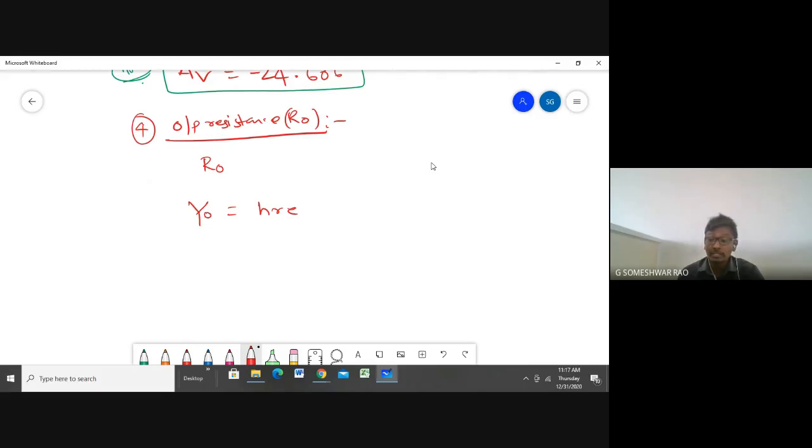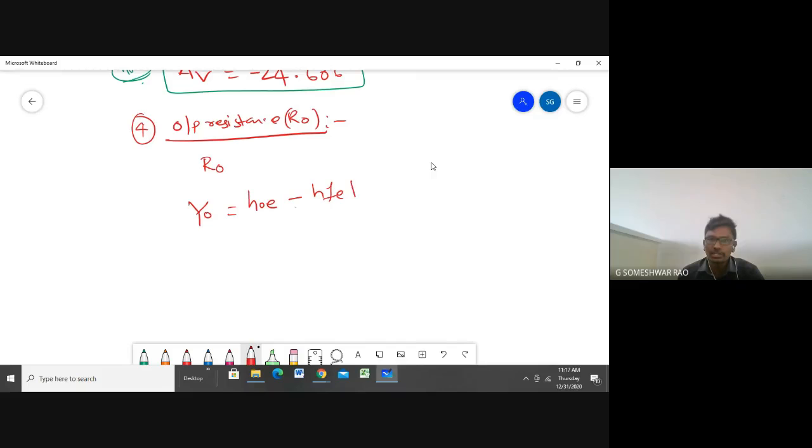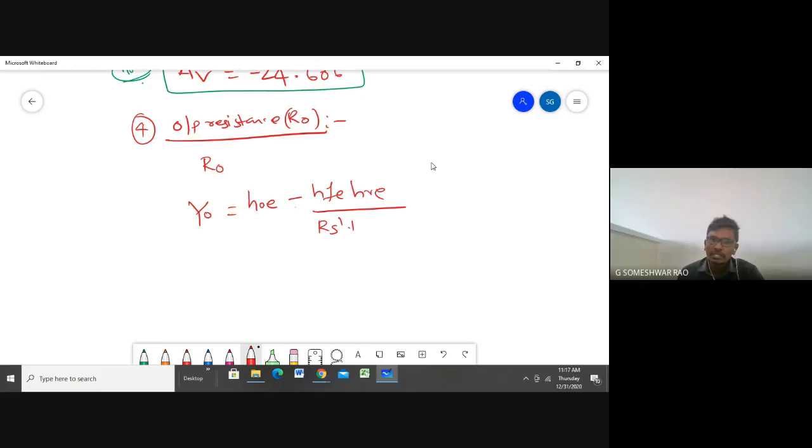Is it HRE? HOE, sir. HOE minus HFE into HRE divided by RS dash plus HIE. So among these, we know HOE, HFE and HRE; these are all constants. But RS dash we don't know.